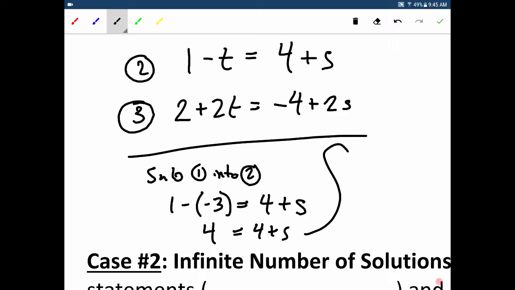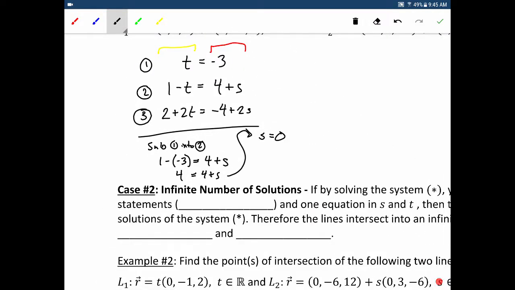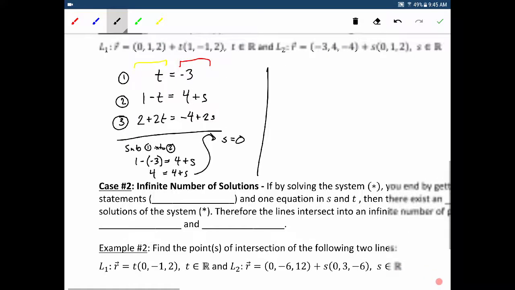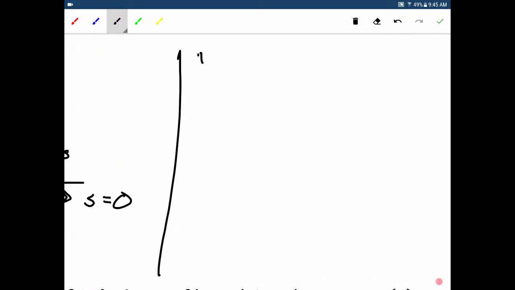So we get, go up here, that s equals 0. Okay? So there we go. So we found s, we found t. So the question is, does it work? So what we have to do here now is plug t and s into the third equation. Okay? So by doing that, we're just going to be checking and making sure that it does in fact work.